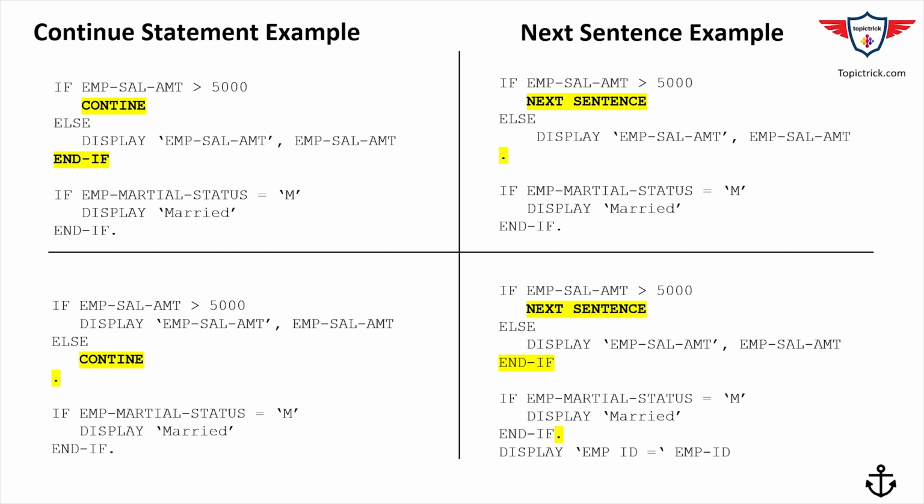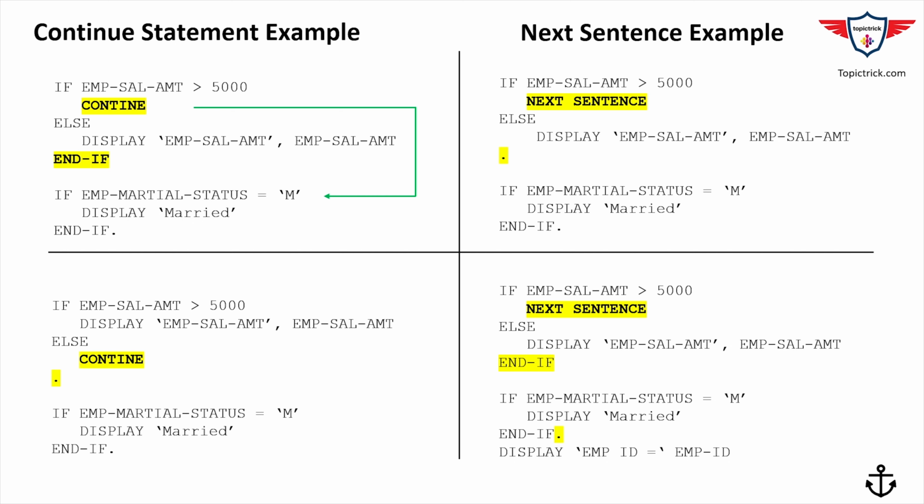The first example is an if-else condition, where I'm just checking for an employee salary amount. The condition says if employee salary is greater than 5,000, then you just continue to the next executable statement. So the control is going to transfer to the next executable statement where I'm checking for employee marital status, right? Okay, now let's look at the second example.